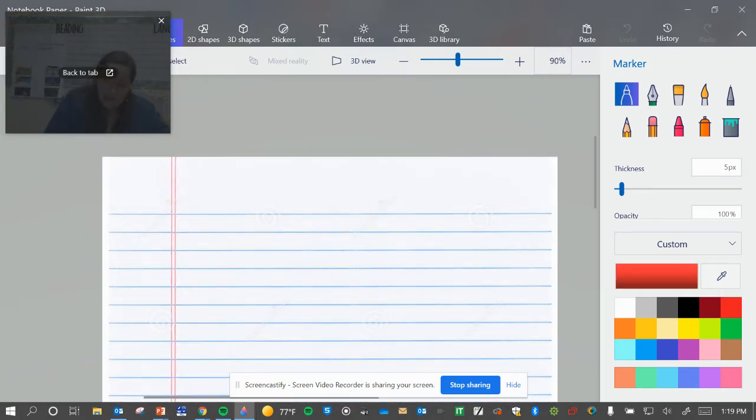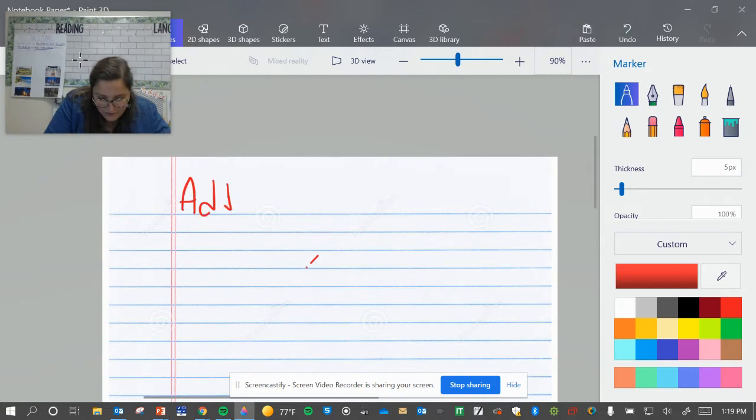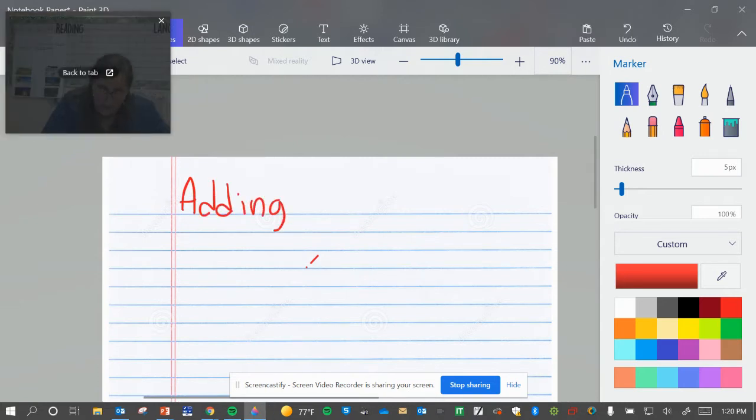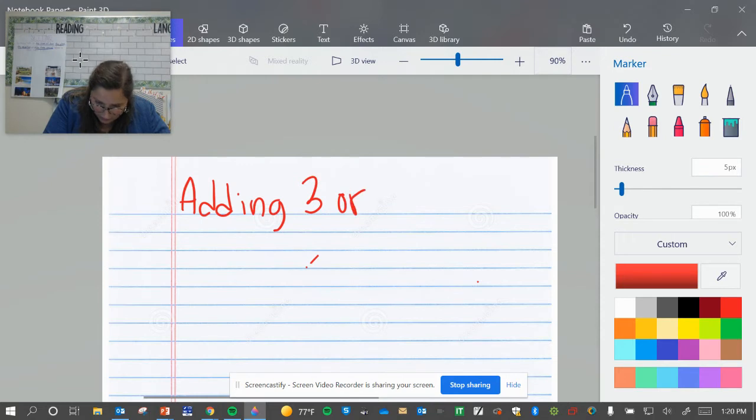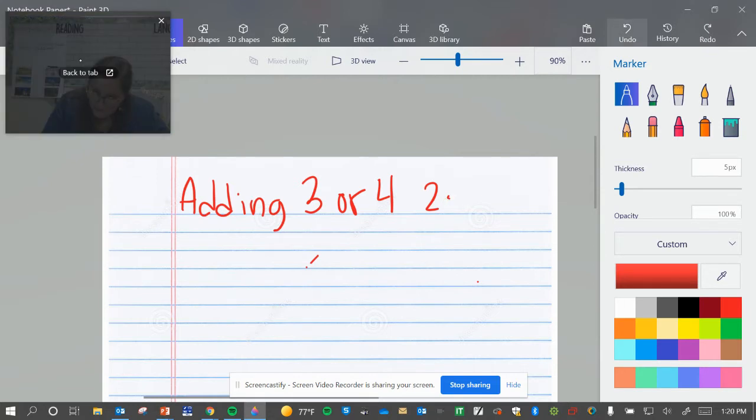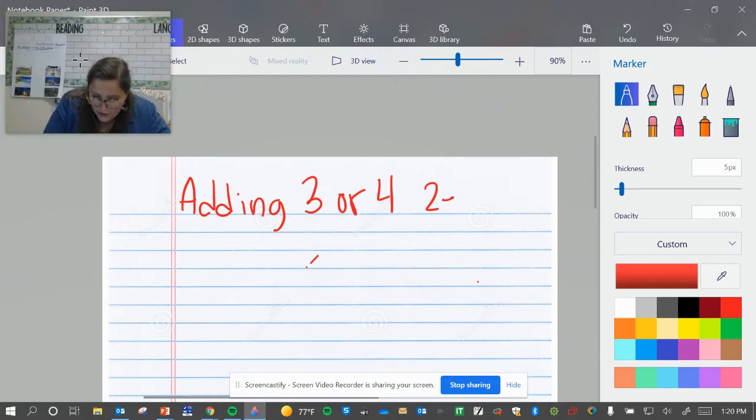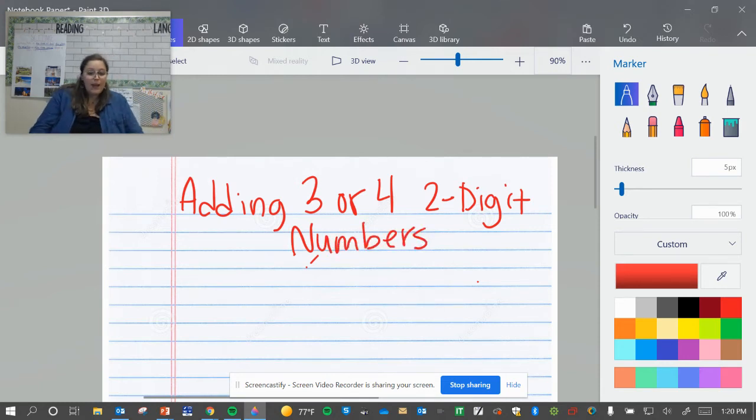Okay, so our title is going to be adding 3 or 4 two-digit numbers. Okay, so if I'm adding multiple numbers at a time, it's going to work the same way as it normally does. We're just going to be doing it for multiple numbers at a time.